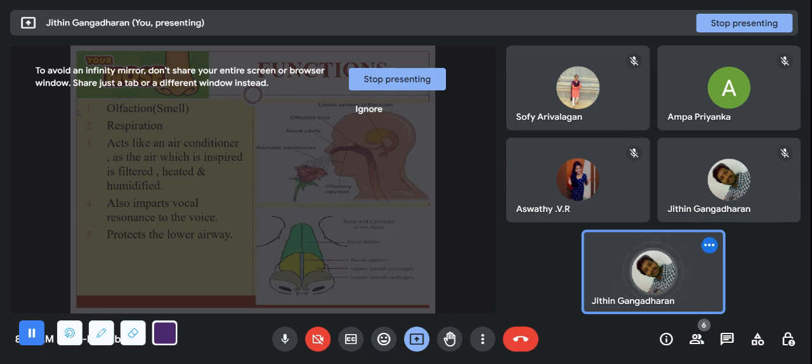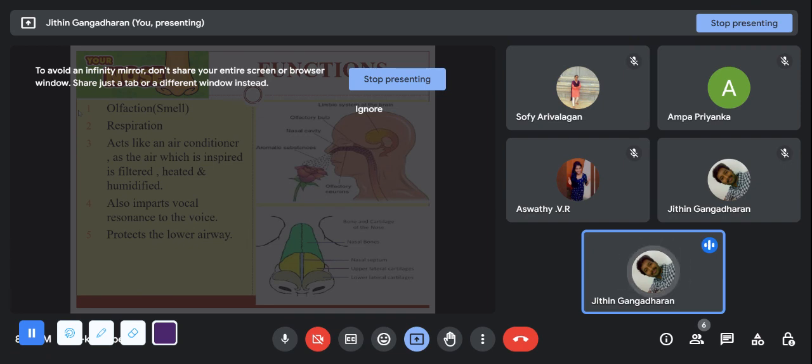So first, the functions of the nose. The main function of the nose is olfaction. It helps in the smell. Which is the nerve that helps in olfaction? That's the olfactory nerve, right? So in your Prometric examination, what you want to understand is that olfaction is the olfactory nerve.